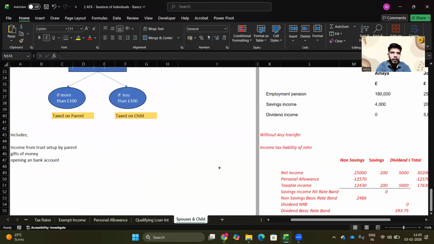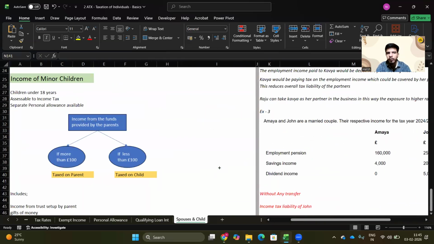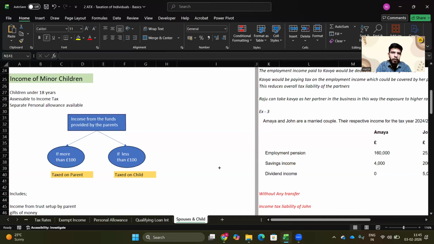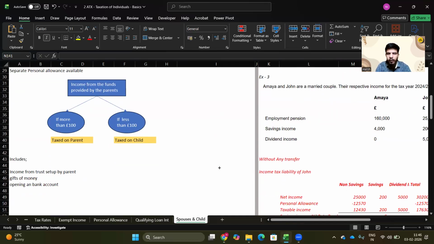One last small topic which is left is income of minor children. If a child is under 18 years, he is also liable to income tax if he is earning anything, although he also has a personal allowance available. But what happens here is if you have an income from funds that are provided by the parents. So what could this be? Income from a trust set up by parents.